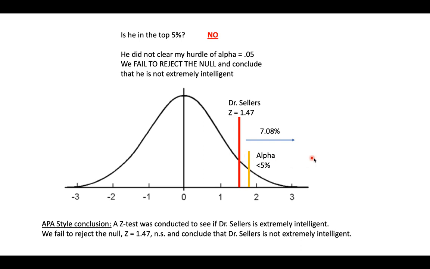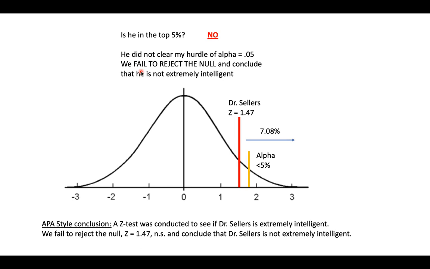But because I didn't cross over the line in the sand, because I'm not more extreme than alpha, then what we're going to do is stick with the null hypothesis. We are going to fail to reject the null hypothesis. It's a double negative, but this is the language we need to use in science. We fail to reject. So remember, we start with the null. We're hugging the null tightly. It's what we stay with.